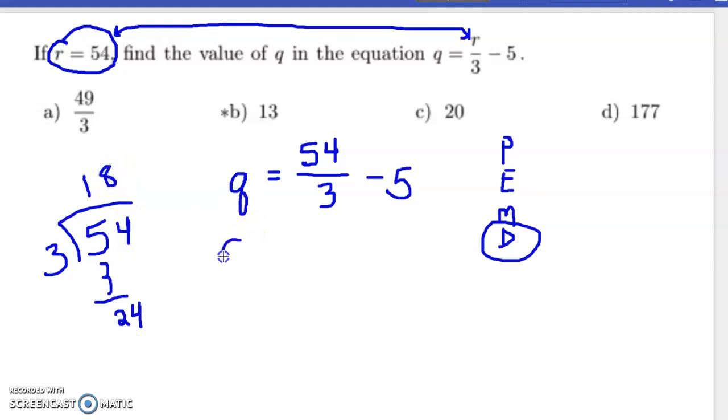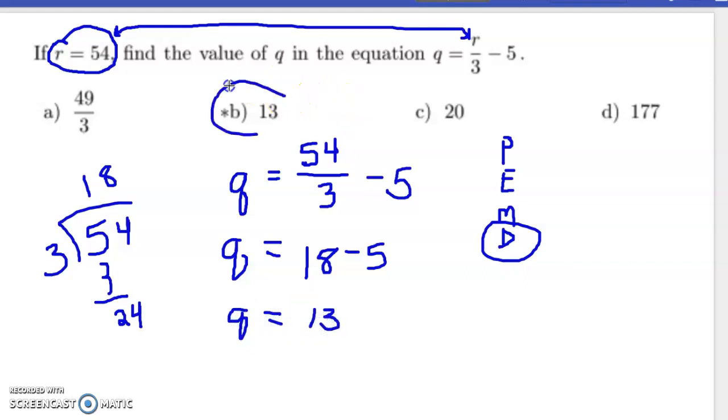So that value now becomes Q equals, remember 54 divided by 3, we just figured was 18, minus 5. So 18 minus 5, I hope you're all saying, is 13. So guess what that value is? B, 13. Go ahead and try number 3.